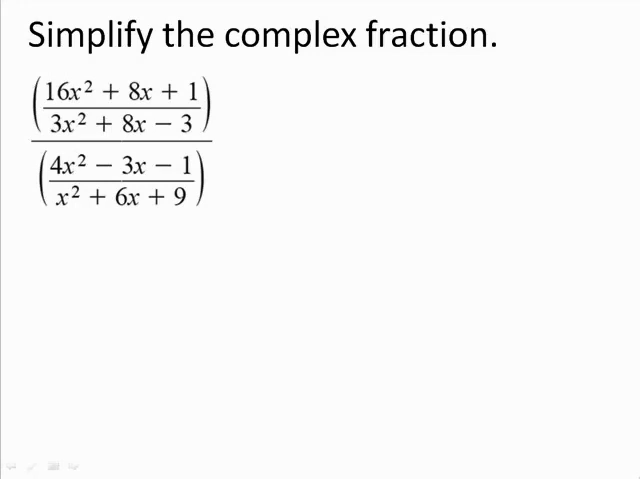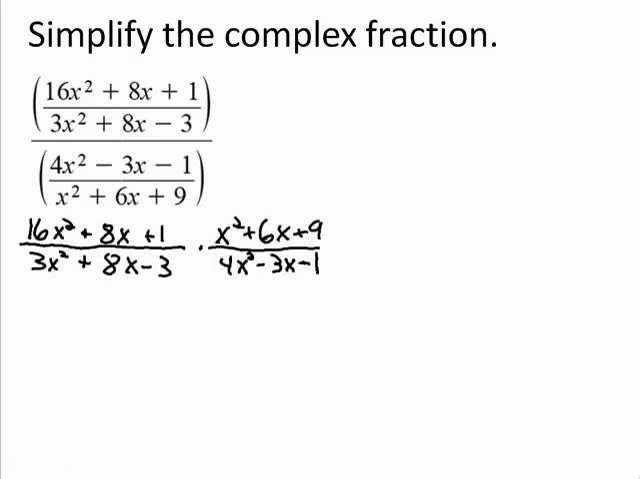Simplify the complex fraction. The quantity 16x squared plus 8x plus 1 divided by 3x squared plus 8x minus 3, divided by the quantity 4x squared minus 3x minus 1 divided by x squared plus 6x plus 9. When dividing by a fraction, invert the divisor and multiply. Now multiply the numerators and denominators together.